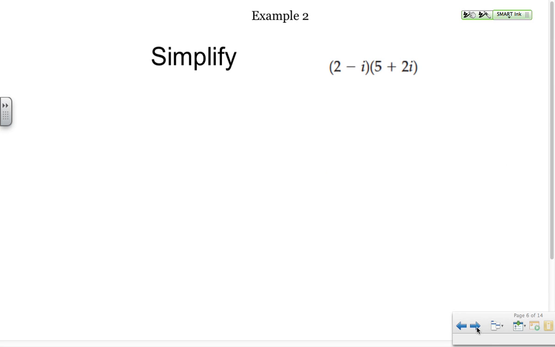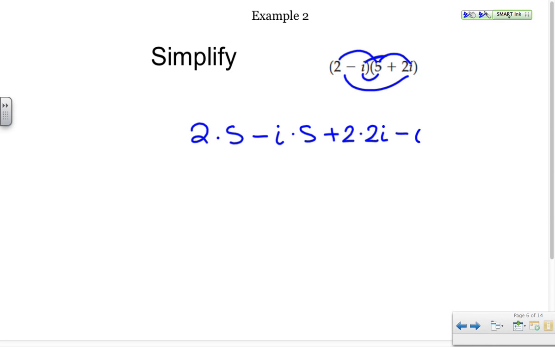All right, so now how do we simplify problems like this? This is simply like we're doing normal FOIL: first, inside, outside, last. Let's see if I can do this without making a mistake on the last. So I have 2 times 5 minus i times 5 plus 2 times 2i minus i times 5. Okay, and now I'm going to simplify.